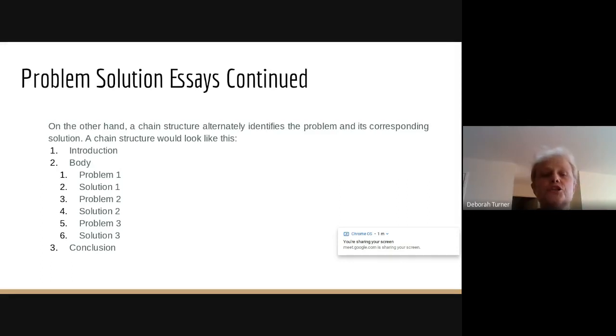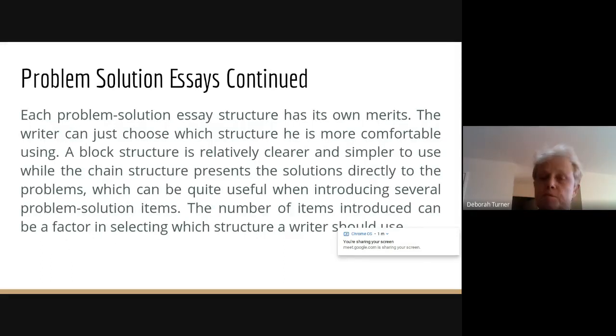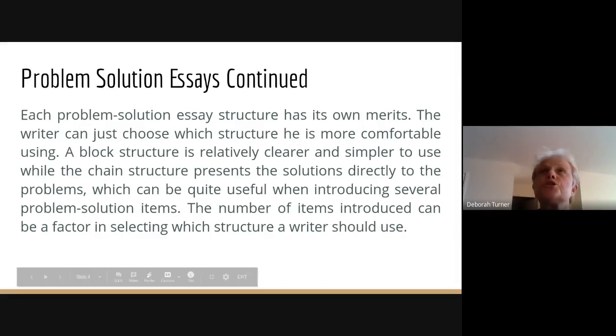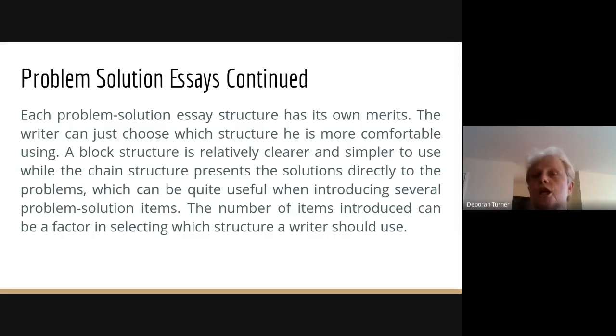Don't forget that you should have an introduction and a conclusion no matter what type of essay you write. Each problem solution essay structure has its own merits. The writer can just choose which structure he is more comfortable using. A block structure is relatively clearer and simpler to use, while the chain structure presents the solutions directly to the problems, which can be quite useful when introducing several problem solution items. The number of items introduced can be a factor in selecting which structure a writer should use. Right, it's up to you.